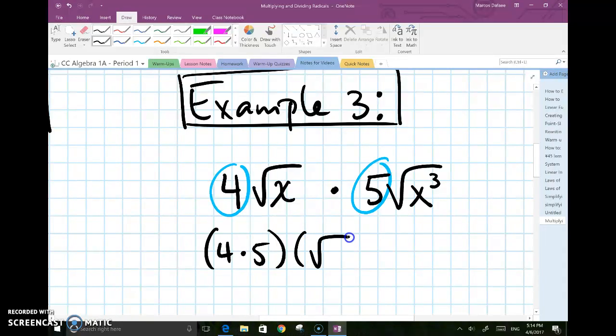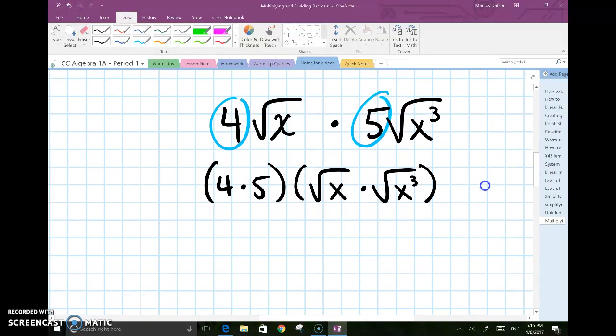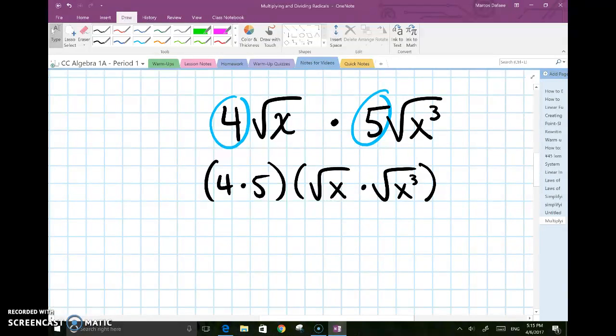And then I also have radical x times radical x to the third power. Now, actually, you know what I'm going to do? I'll do it in the next step. What I'm going to do is multiply each group together and see what I get. Okay, so from 4 times 5, I get 20. From these two radicals, I get x to the fourth power.